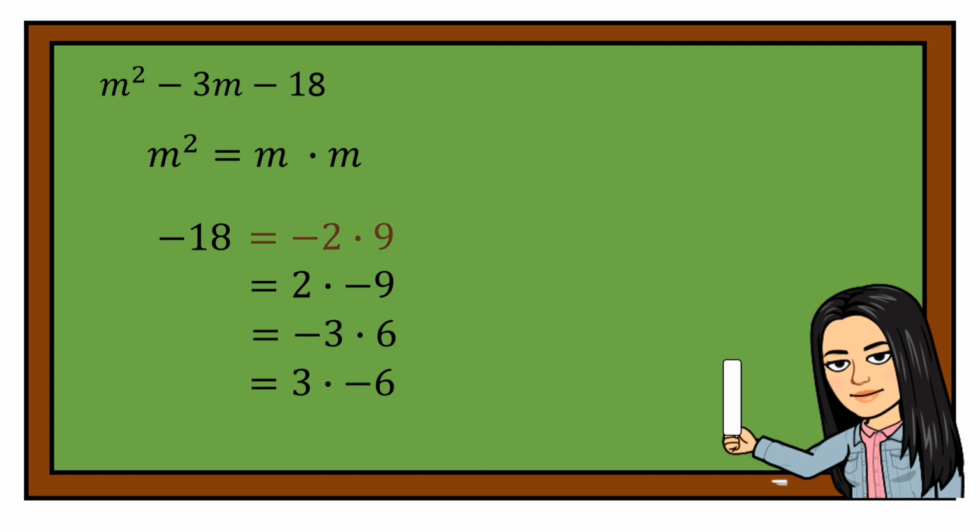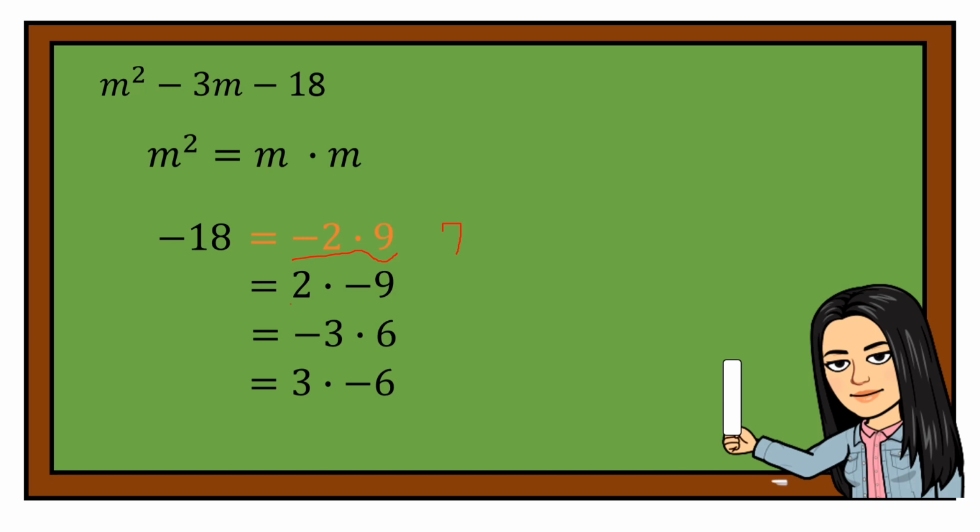Okay, among these pairs, which of these pairs sums up to the middle term, which is negative 3m? Okay, so this is our middle term. Take note of the sign. We are looking for negative 3. Okay? So if we're going to add negative 2 plus 9, this is equal to positive 7. So hindi yan ang ating kailangan.